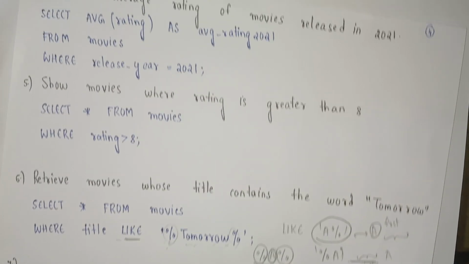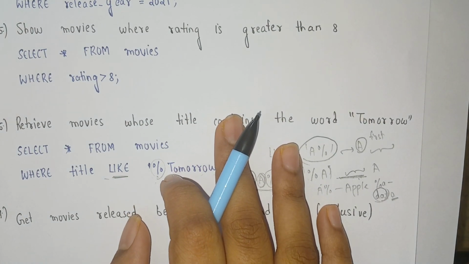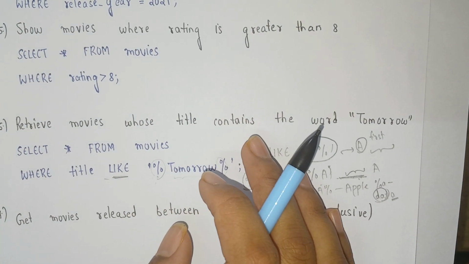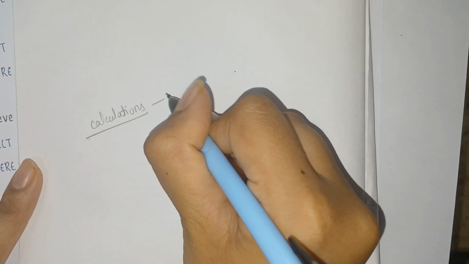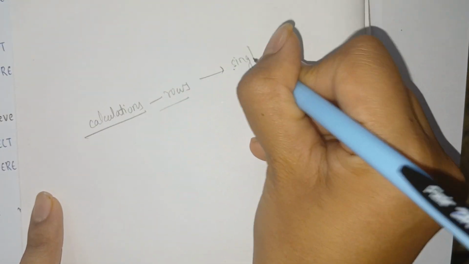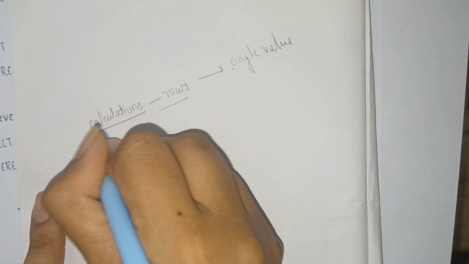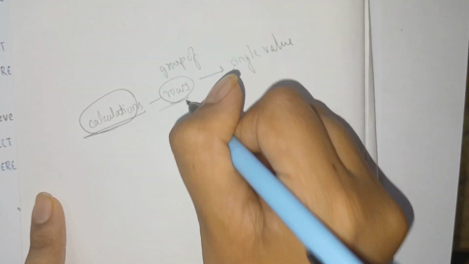And you have also learned about one more concept called aggregate functions. I want to explain a few aggregate functions now itself. What do aggregate functions do? Aggregate functions perform calculations on a group of rows and return a single value.